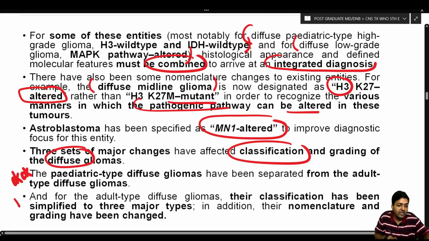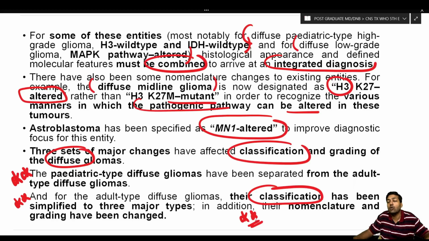Also, the second important change: the classification of the adult type gliomas has been simplified into only 3 types, as against the 15 types that were there in the previous edition. And lastly, their nomenclature and grading has been changed as well. As I explained already, the grading system of CNS has completely changed and now includes molecular parameters as well.